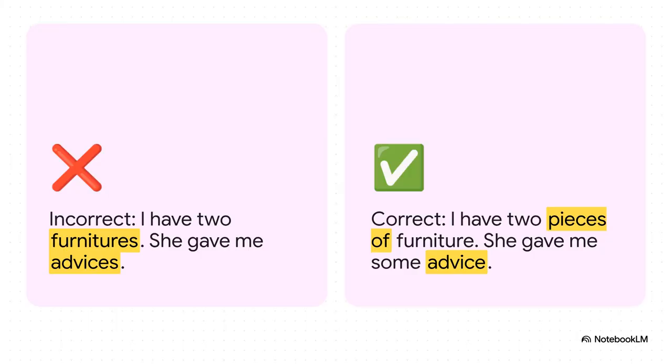So, what if you do want to count them? Well, there's a trick. You use a little helper phrase, sometimes called a counter. So instead of saying 2 furnitures, you say 2 pieces of furniture. Instead of advices, you can say some advice or a piece of advice. It's a simple workaround that lets you talk about these things in specific quantities.